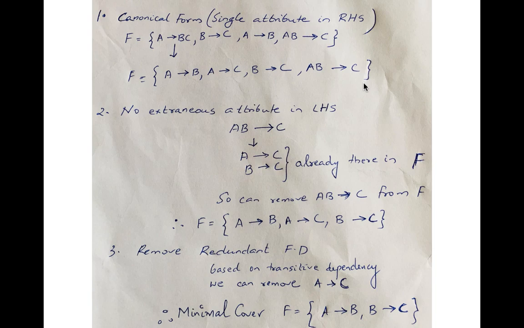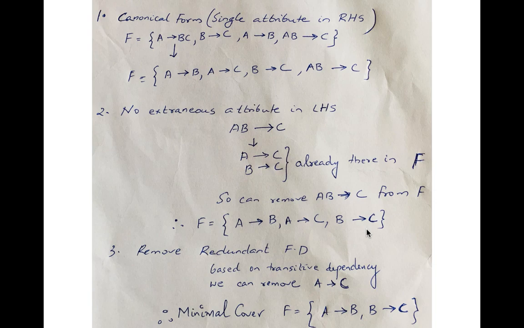In this question, you can see that A gives C and B gives C is already there in the set of dependencies. In the previous question, it was more tricky. Actually, you had to derive it. In this, it is easier. A gives C and B gives C is already there in the set of dependencies, so you can remove AB gives C because it is a redundant one. After this step, the set of dependencies becomes A gives B, A gives C, and B gives C.